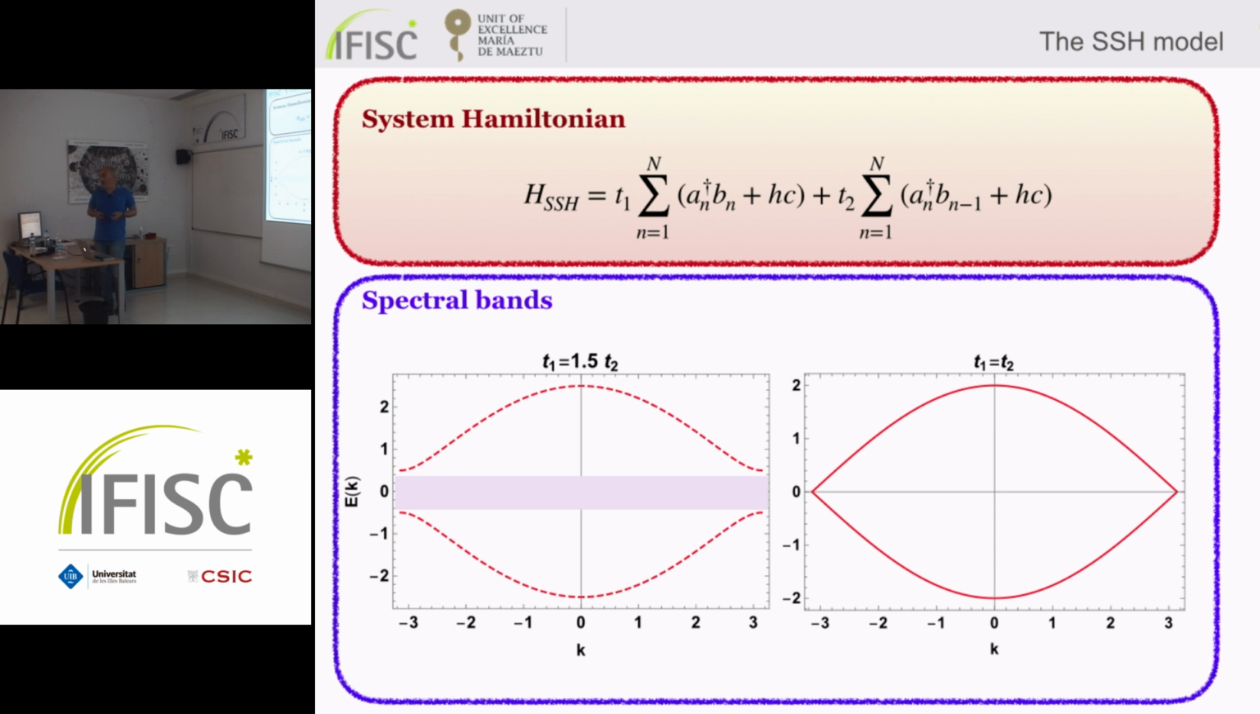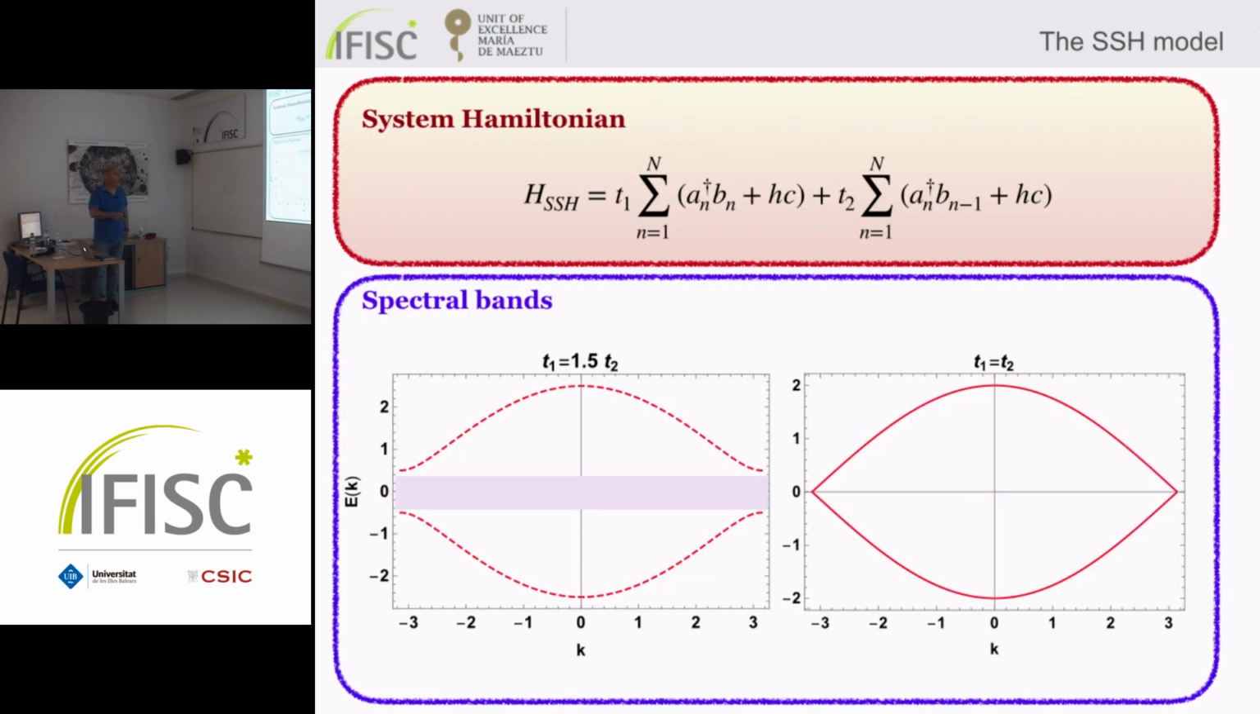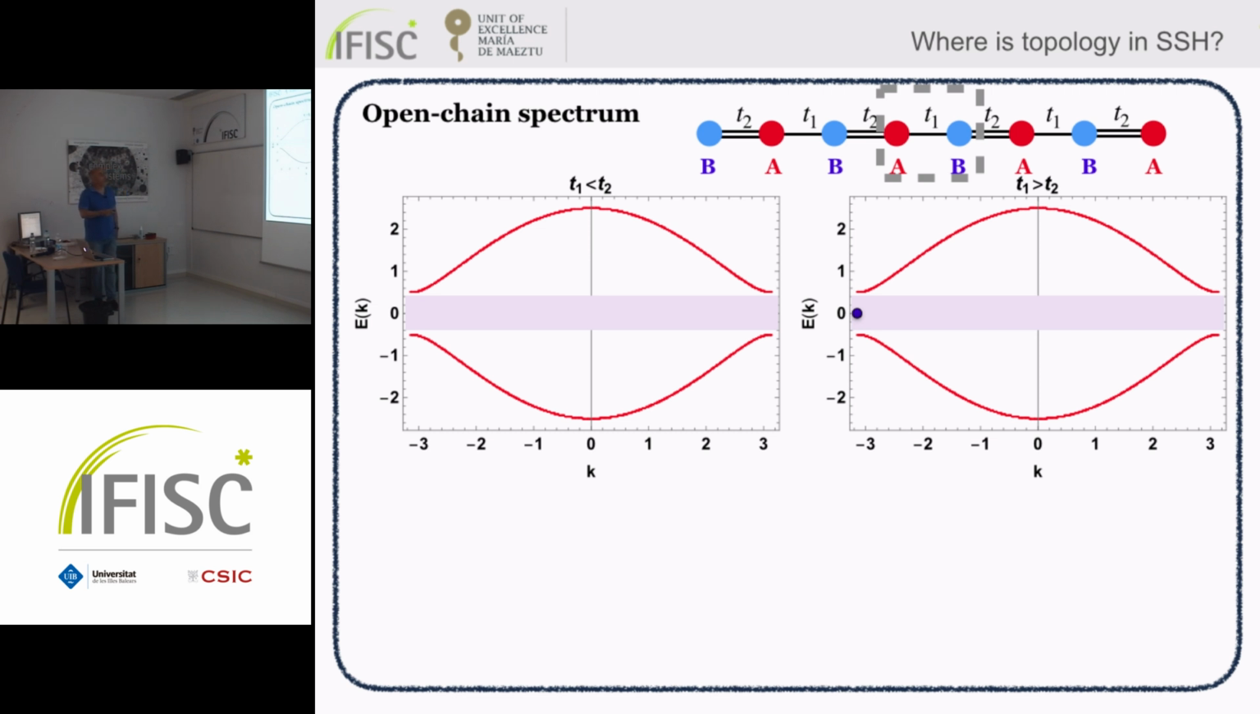Where is topology in this model? The simplest way to see the appearance of topology is to consider, instead of a closed chain, an open chain. So you have something that has two endpoints and sides of the chain. If you do it, you see that there are two different phases. In one of the phases, when T1 is smaller than T2, if the number of sides is big enough, you essentially find the very same two-band structure of the original model. You don't see any difference.